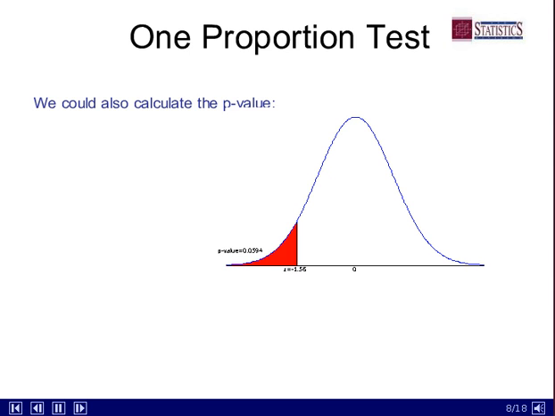We could also calculate the p-value. The p-value would be putting the minus 1.56 on the z curve and finding the probability in the left tail from minus 1.56. That probability is a little bit bigger than 5%, almost 6%, 0.0594. So we could also find the p-value.